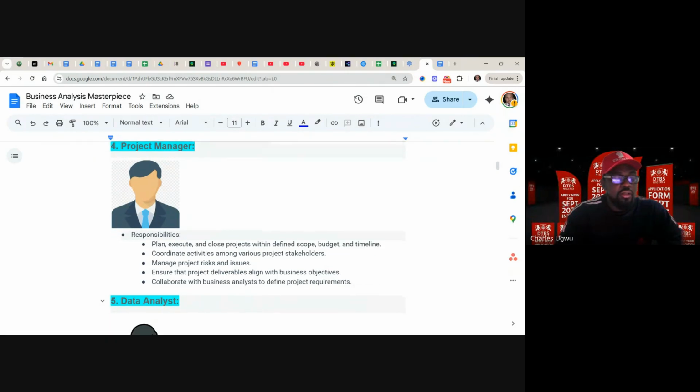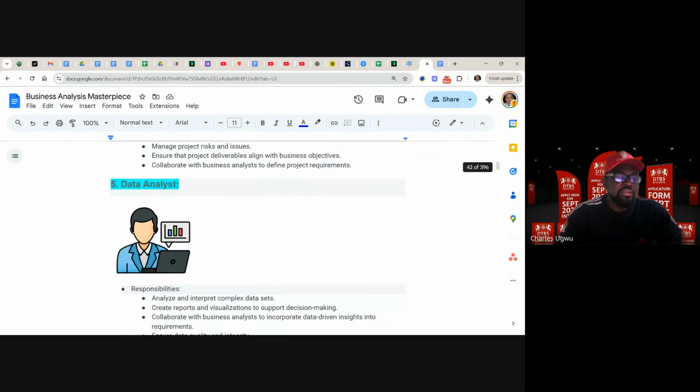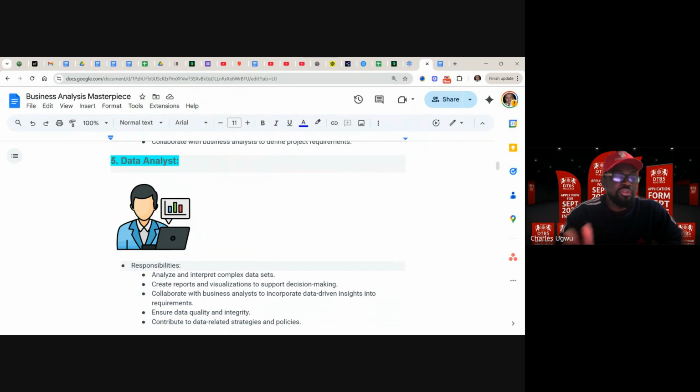Okay. Here we equally have data analysts, which is still part of business analysis. But these are three different roles: project manager, business analyst, and data analyst. They are all different. Even product owner, they are all on their own. But a business analyst can work as all of them.